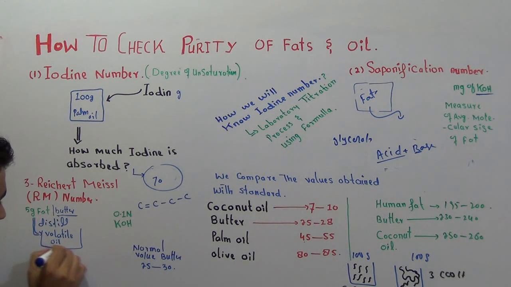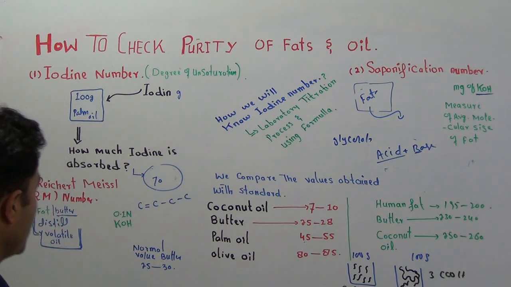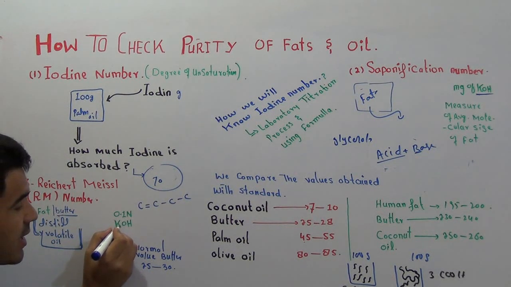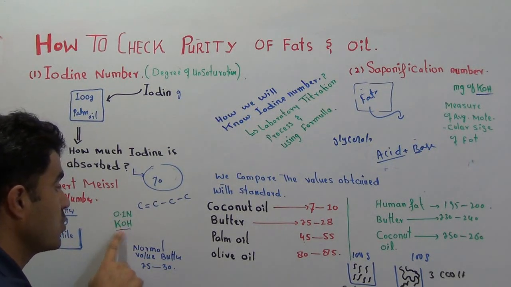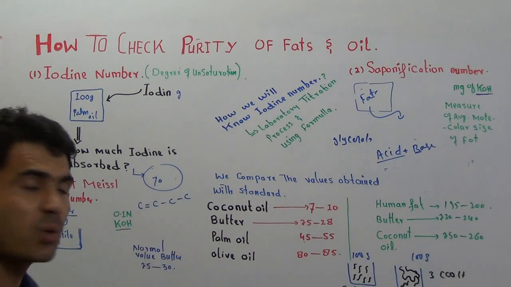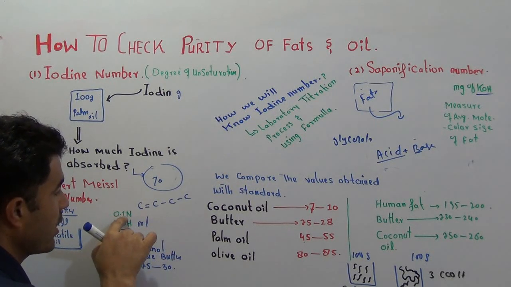Once you get volatile oil, whatever amount of volatile oil you get, you will again react it with potassium hydroxide, but this time the potassium hydroxide will be in liquid form, that is in ml, and its strength will be 0.1 N.